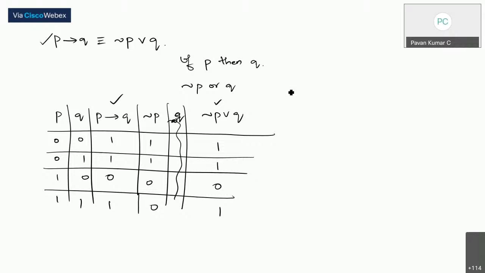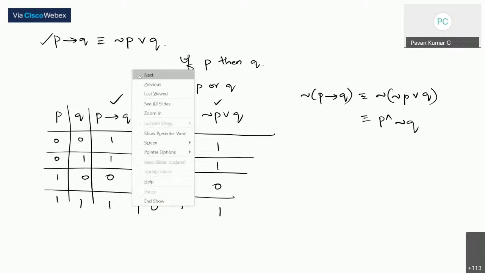Similarly, I can extend this by taking negation on both sides. That means negation of P implies Q is logically equivalent to negation of negation P or Q. If I simplify the right-hand side, this becomes negation of negation P. So negation and negation cancel out and I am left with P, and this or will become and, and this will be negation Q. You can use a truth table to verify this as well. Right, now comes the important part.